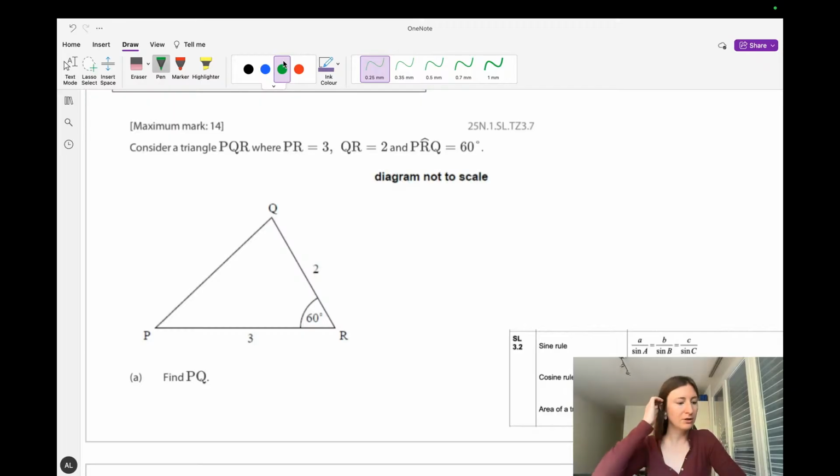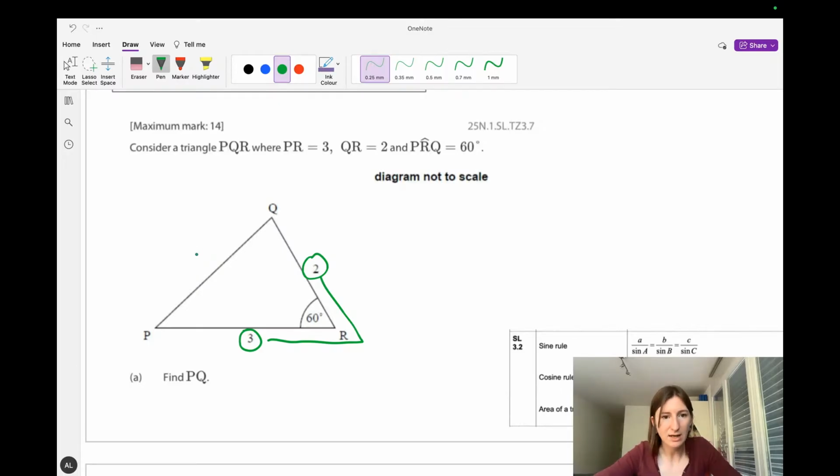What do you think? Cosine or sine rule? I haven't asked a question in the chat yet. Nice. We're using cosine rule because we have an included angle here. We have two sides, 2 and 3, and an included angle over there. That is our hint for cosine rule. We're needing to find this one.